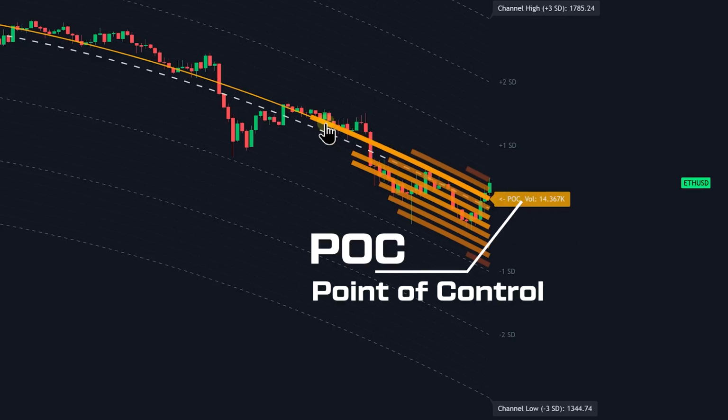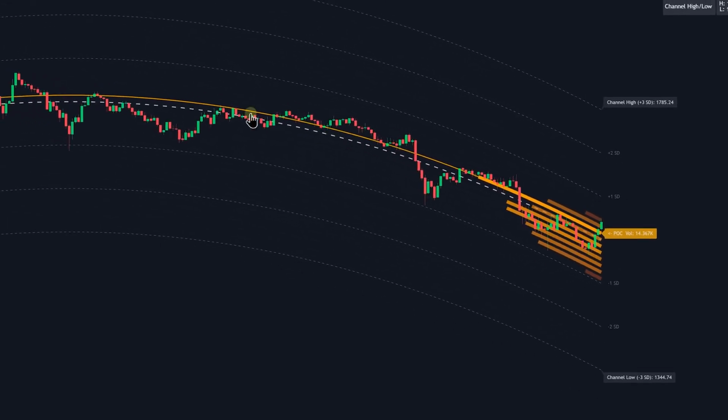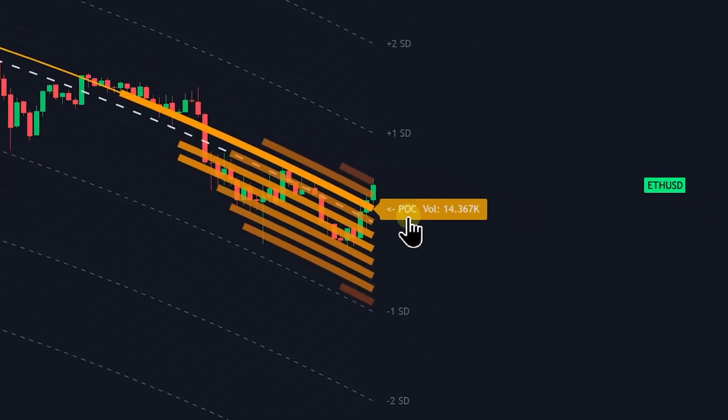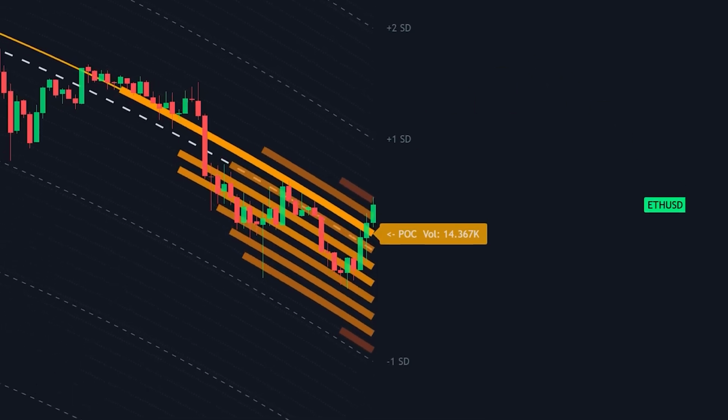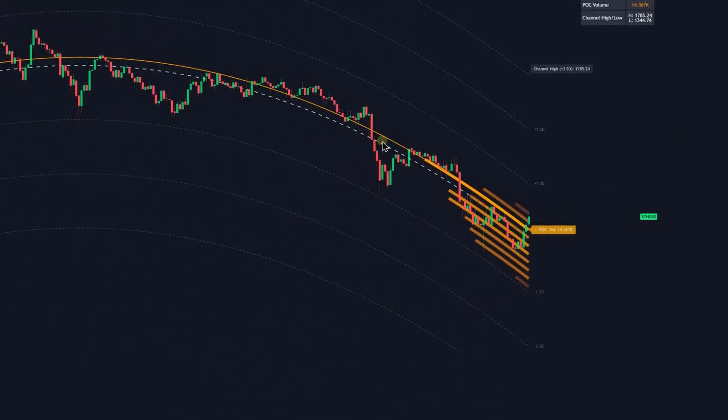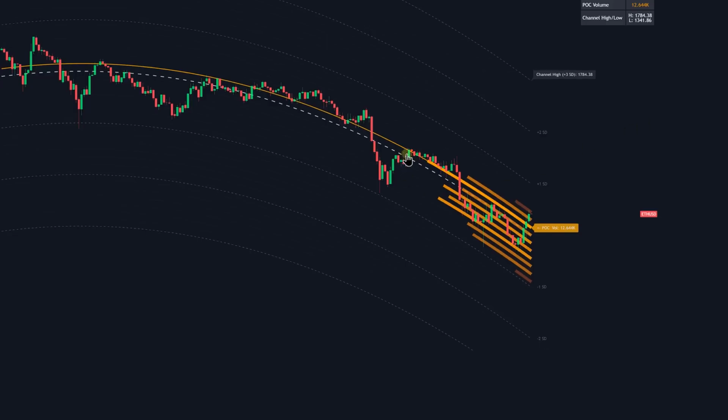The fourth component is the POC, which means point of control. This is the level with the highest volume inside the current regression structure. You'll see it labeled on the chart, usually with the POC volume next to it. This is the most important level on the indicator because it tells us where the biggest volume cluster is actually located. Price often reacts around the POC because this is where a lot of market activity actually happened. In a trend, the POC can act like a magnet, a reaction level, or a key confirmation zone.